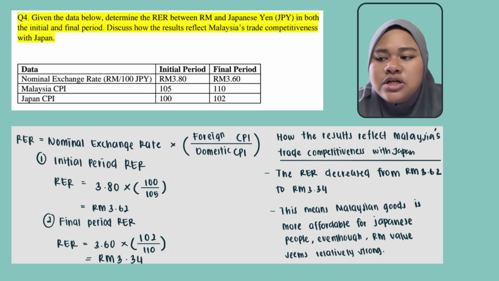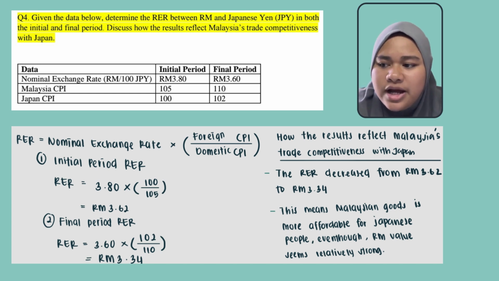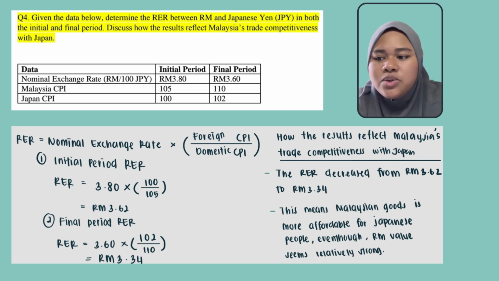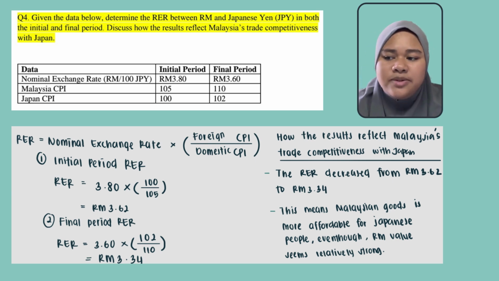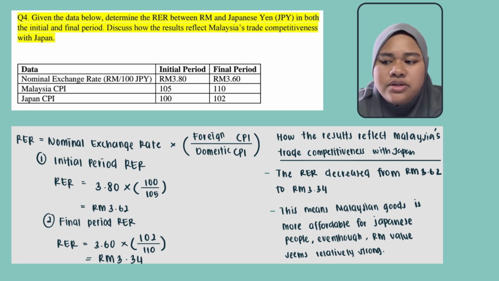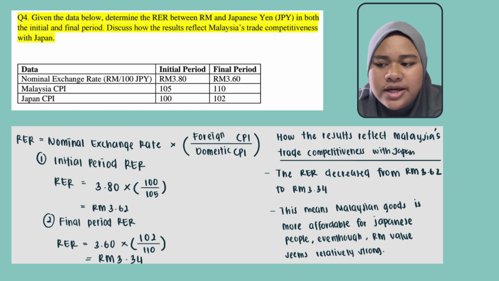So I will conclude the formula, which is RER equal to nominal exchange rate times foreign CPI divided by domestic CPI. We can conclude here that Malaysian CPI is the domestic CPI and Japan CPI is the foreign CPI. Initial period RER equals 3 ringgit 80 cent times 100 over 105. We get 3 ringgit 62 for the initial period RER.